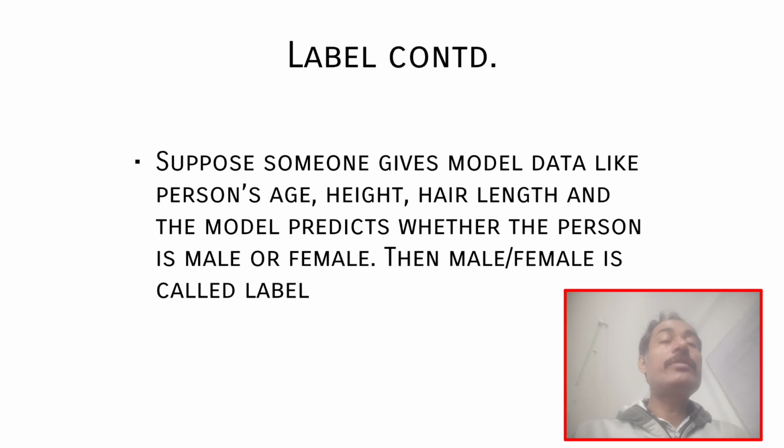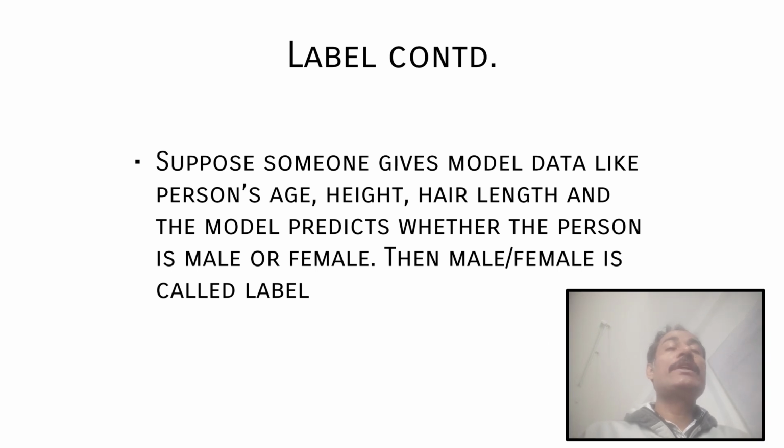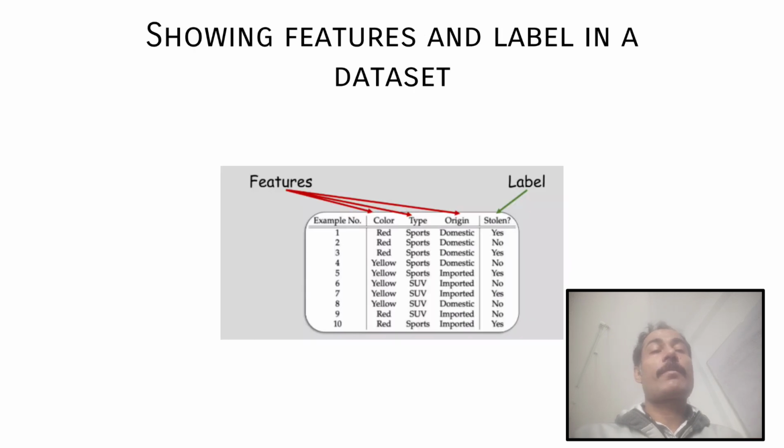Suppose someone gives the model data like a person's age, height, and hair length, and the model predicts whether the person is male or female. The terms male or female are the labels. Here is a data set where the columns represent the features, whereas the last column, which is the desired output or the prediction, is the label of each record.